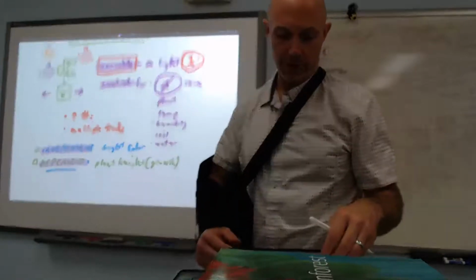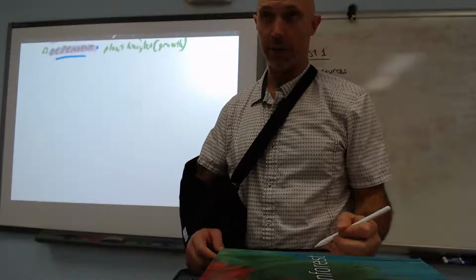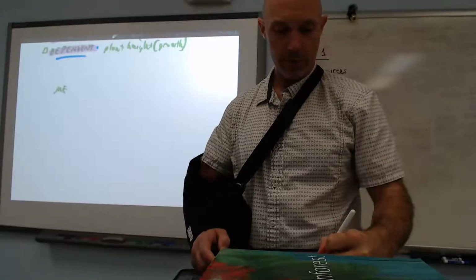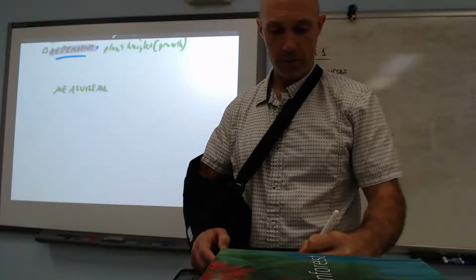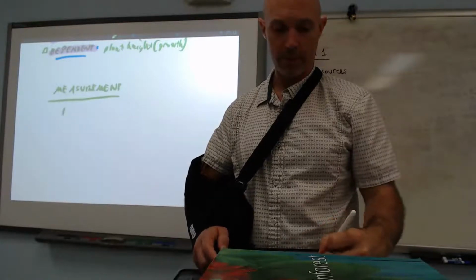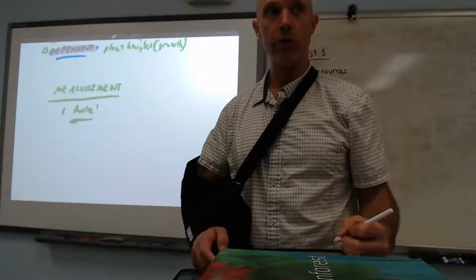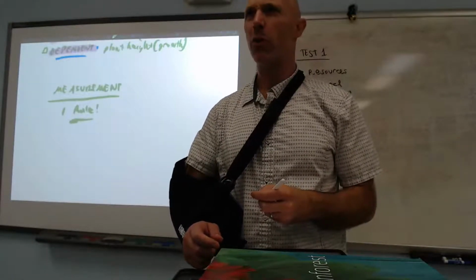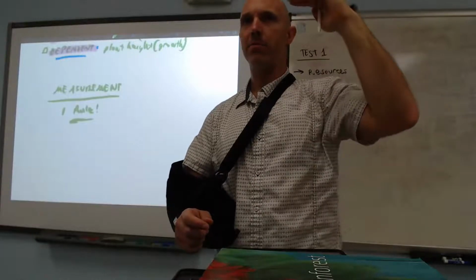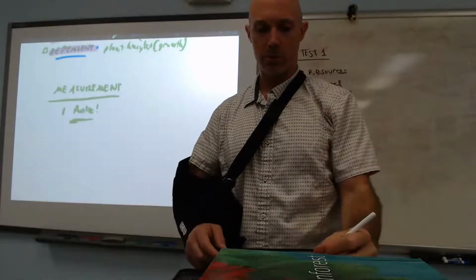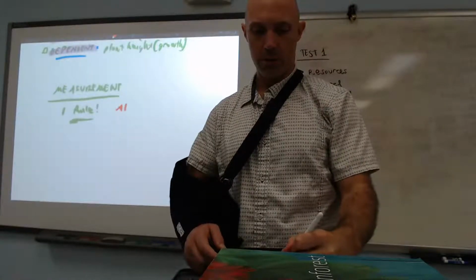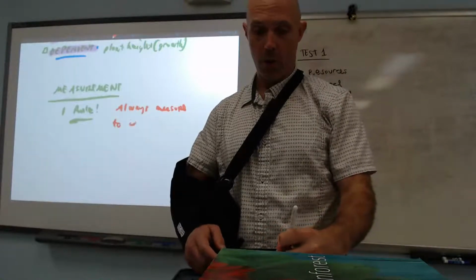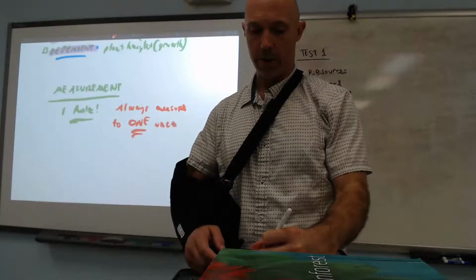Cool. When you are measuring, so measuring really only involves one thing. What's our rule for that? One rule to rule them all? What's up? Oh, that's cool. There's no time frame on this. What's the one rule for measuring? Always measure to one uncertain digit.